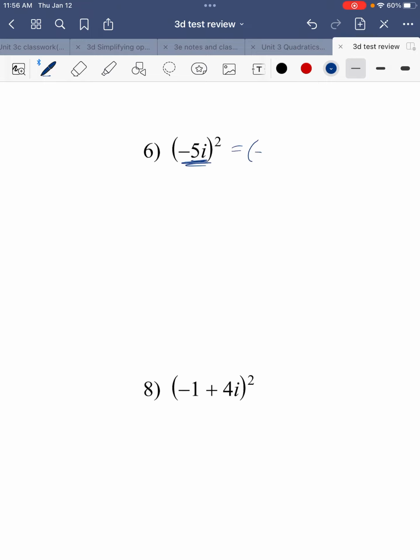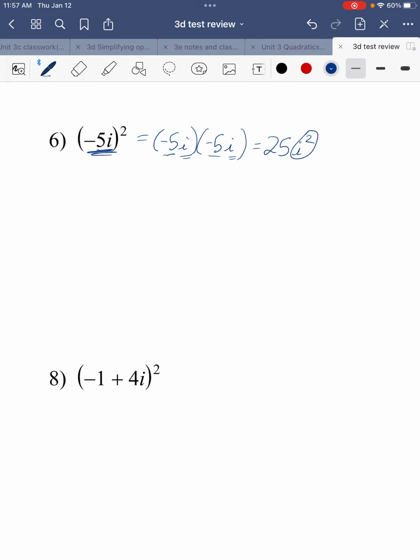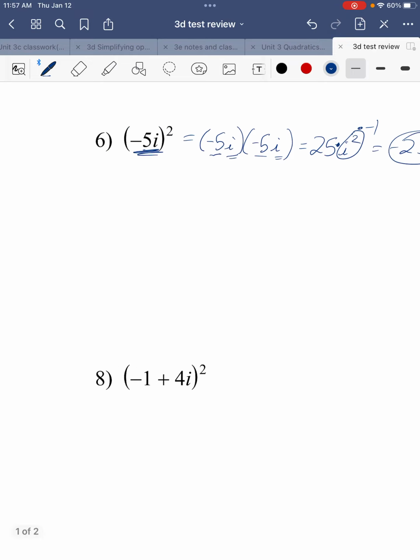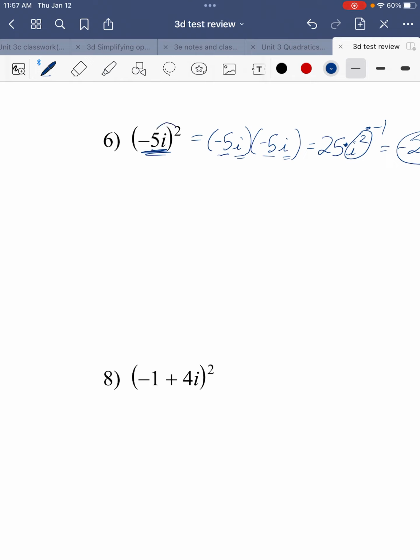Number 6. Anything squared is the base of that square times itself. This is one way to do it. I'll do it 2 ways. And we have negative 5 times negative 5 is 25. i times i is i squared. Simplify i squared is negative 1. Multiply it, since it's multiplied here, and that will be negative 25.